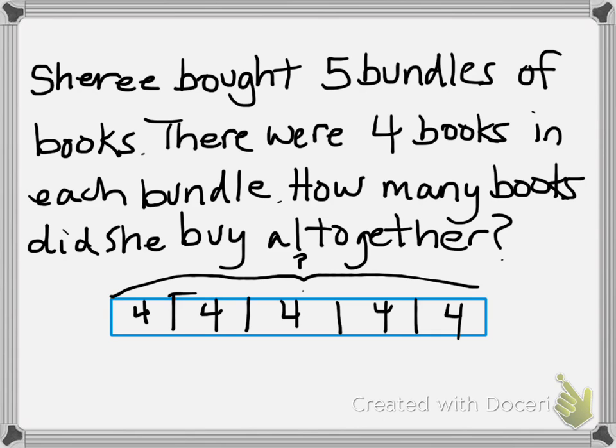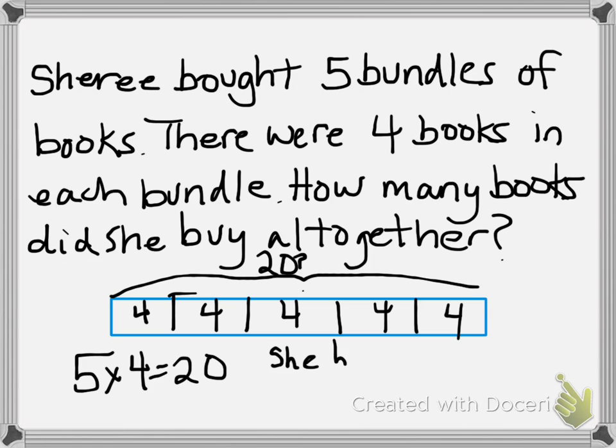Again, the bar just gives us a nice thing to look at so that we see we need to do 5 times 4, and we know that equals 20. So you can put your 20 up here to show if we put together 4 5 times, does it equal 20? It does. So again, our question is, how many books did she buy altogether? You can say she bought 20 books all together.